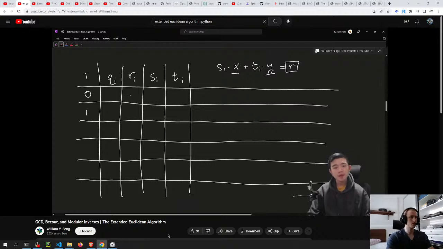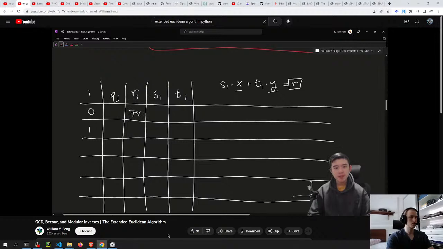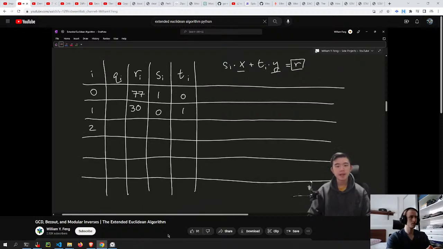So initially, remainders are going to be set to the numbers themselves. Let's take 30 and 77. So first is 77 and 30. Now si is going to be 1 in the first step, and ti is going to be 0 in the first step. And then, well, by first step, I mean step 0. So then in step 1, si is going to be 0, and ti is going to equal 1. And now let's do the Euclidean algorithm as usual.